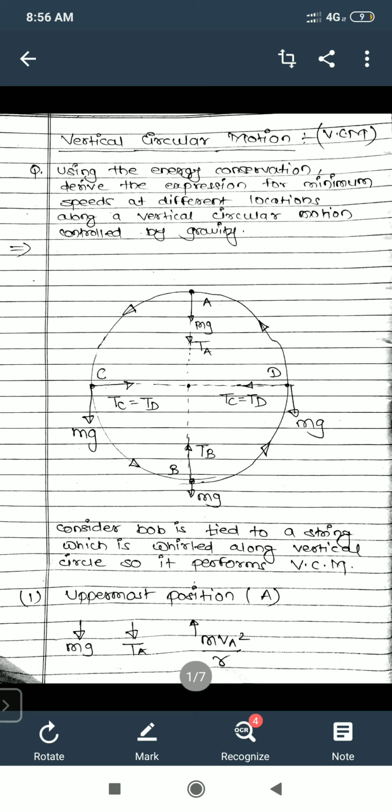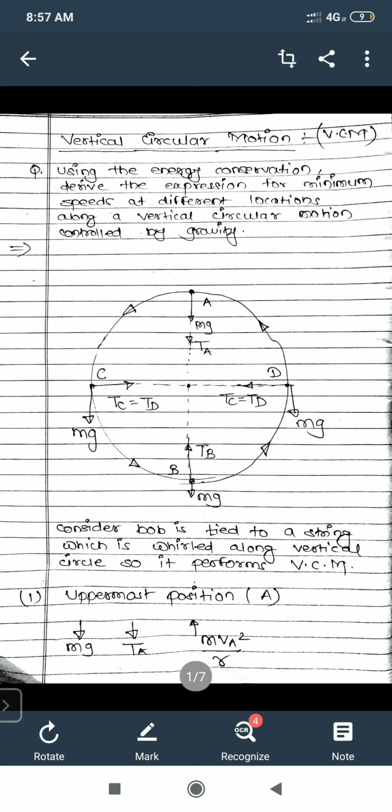Today is topic 1.6, that is rotational dynamics 1.6. In the previous lecture, in the 1.5 video, we saw the conical pendulum. In that, we also covered its derivation and its numerical. And one numerical was given for your homework. I hope you have solved it.